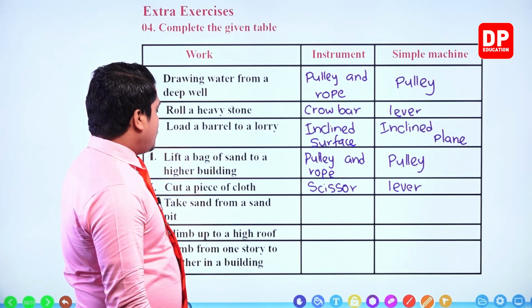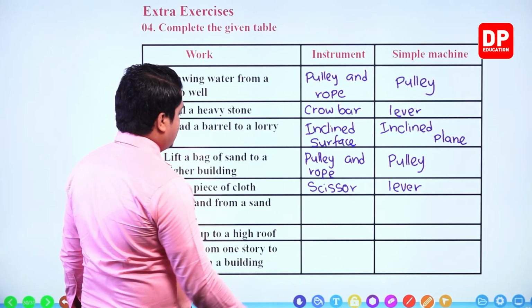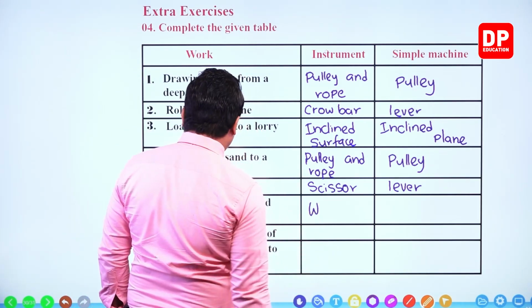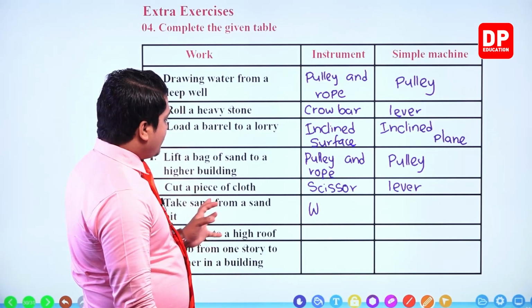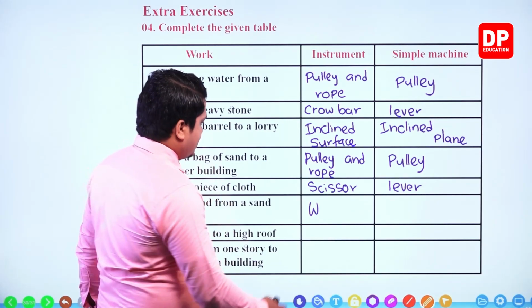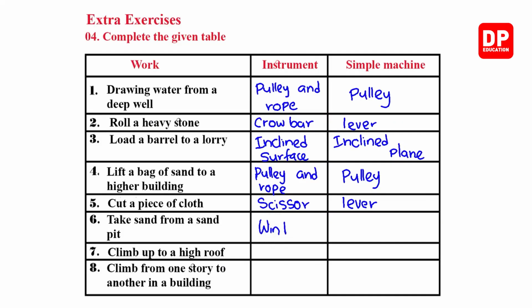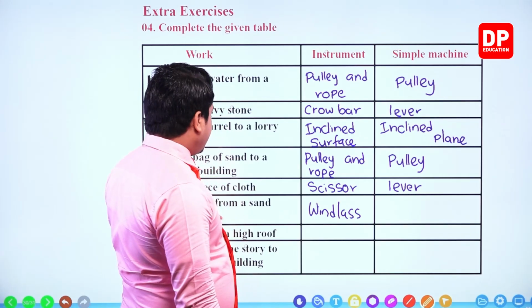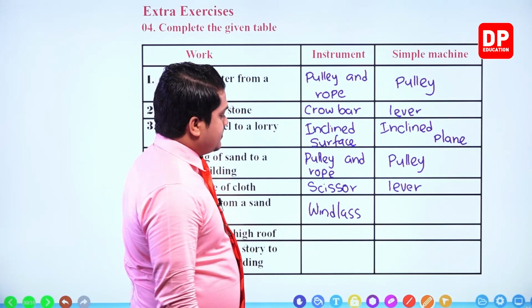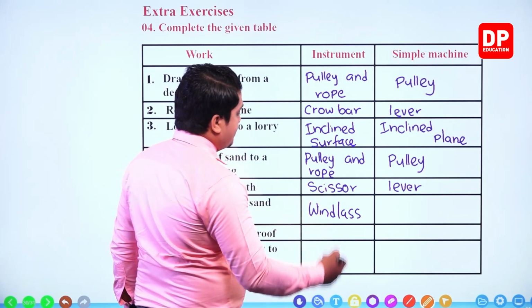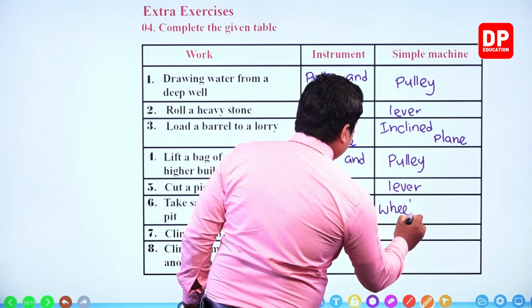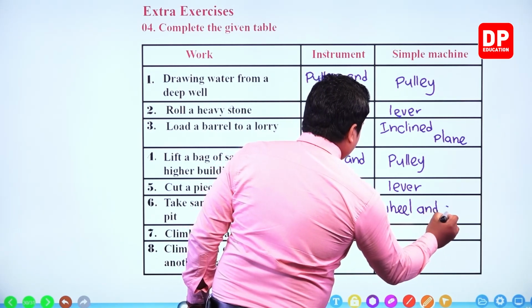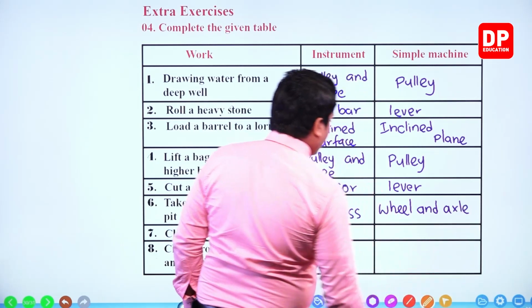Take sand from a sand pit. Windlass. So take sand from a sand pit, windlass. Then the simple machine is wheel and axle.